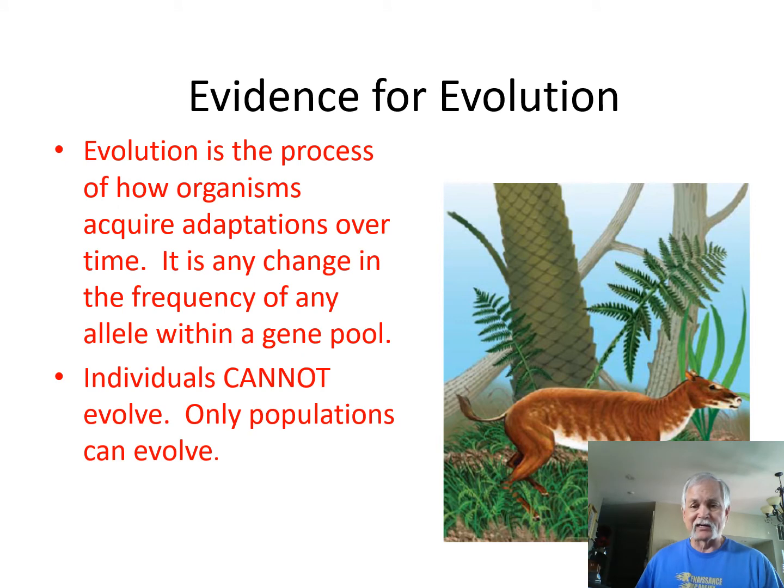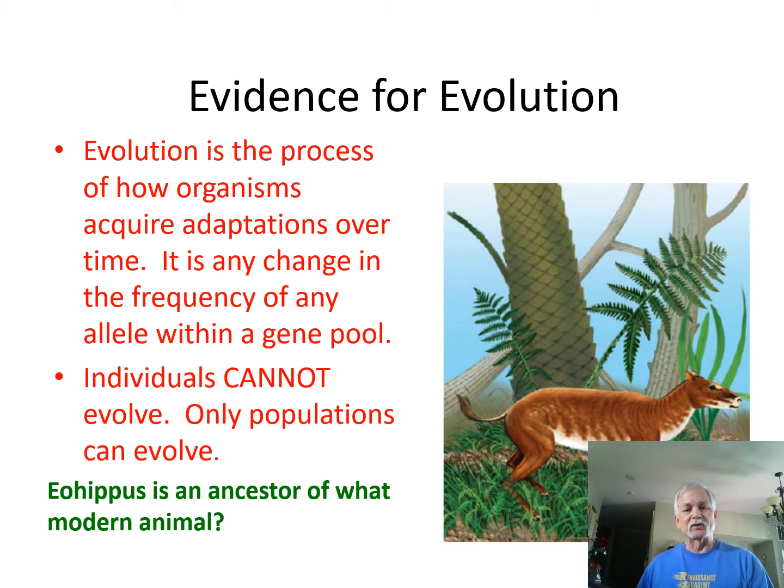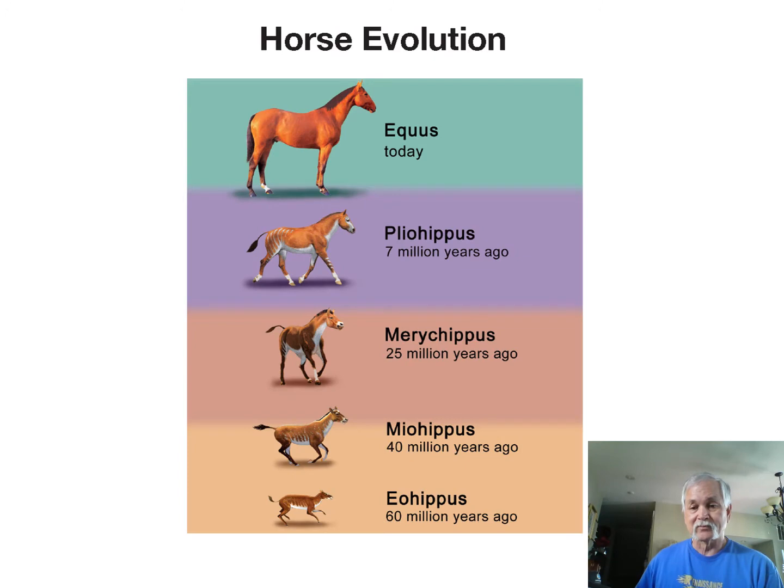The creature that you see right here is the Eohippus. The Eohippus is an ancestor of what modern animal? And the answer to that is the horse. The Eohippus existed 60 million years ago, so the ancestor to the horse 60 million years ago was the Eohippus, which was much, much smaller. Then 20 million years later became the Meohippus, and then another 15 million years, the Merychippus, and then the Pliohippus, and finally the Equus, which is the modern horse that we have today.